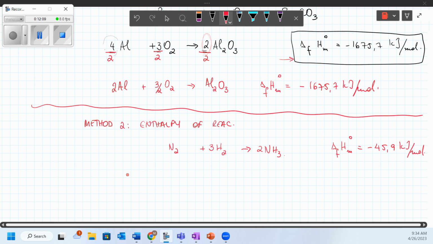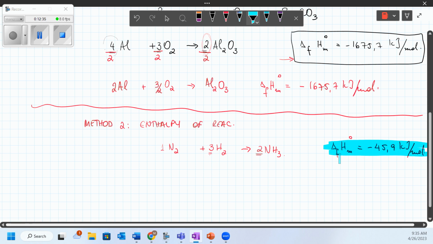As you see here in the balanced reaction, 1 mole of nitrogen is reacting with 3 moles of hydrogen to form 2 moles of ammonia. But the information that we have from the data booklet is that if 1 mole of ammonia is formed, then 45.9 kilojoules is released to the environment. What about when 2 moles are formed? Now, what is the enthalpy of the reaction?